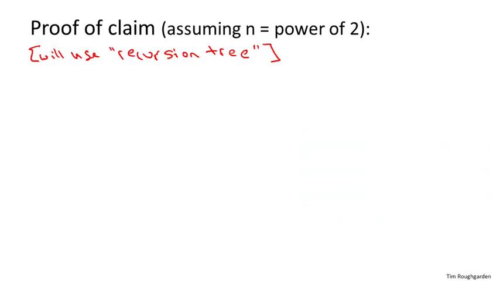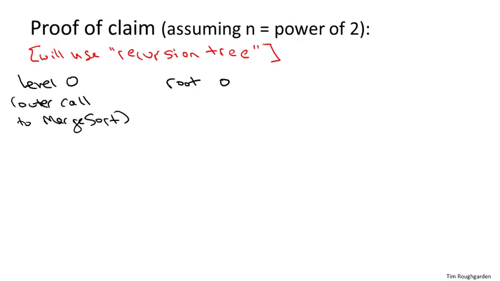So specifically, what is this tree? At level 0, we have a root, and this corresponds to the outer call of merge sort. Okay, so I'm going to call this level 0. Now this tree is going to be binary in recognition of the fact that each invocation of merge sort makes 2 recursive calls. So the 2 children will correspond to the 2 recursive calls of merge sort.